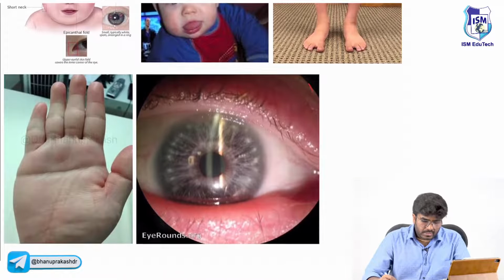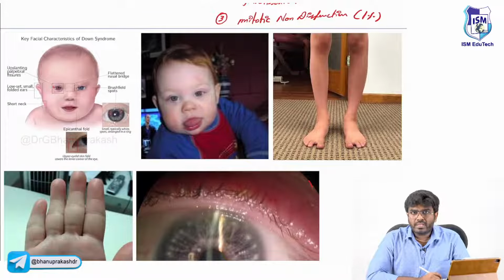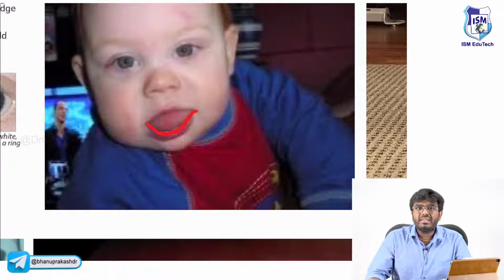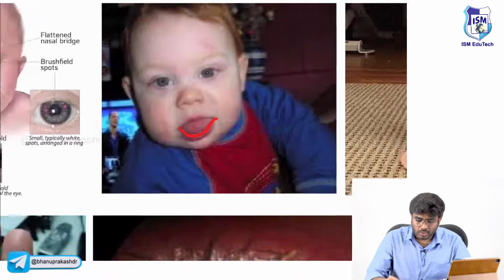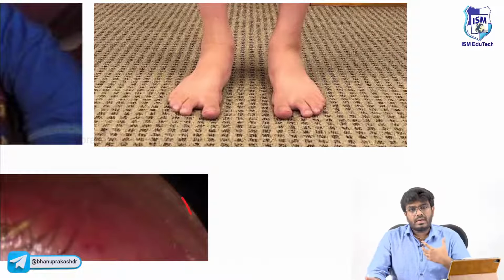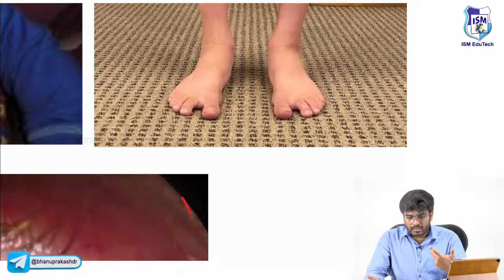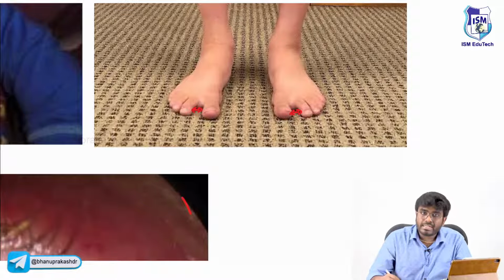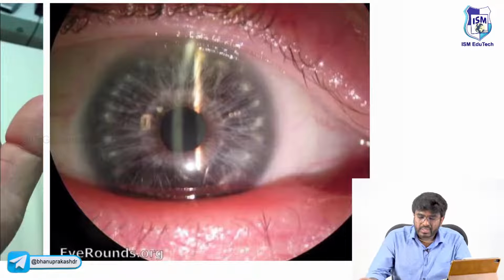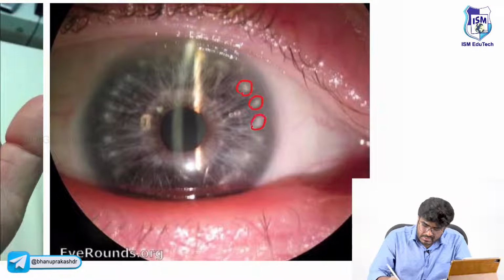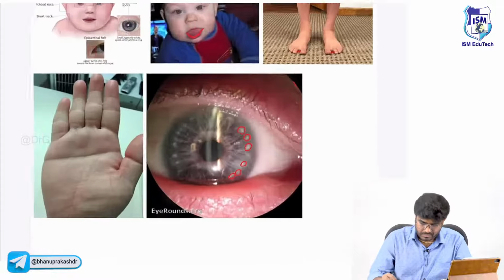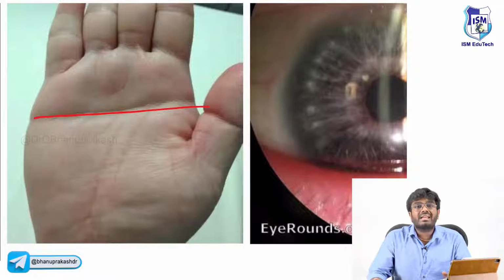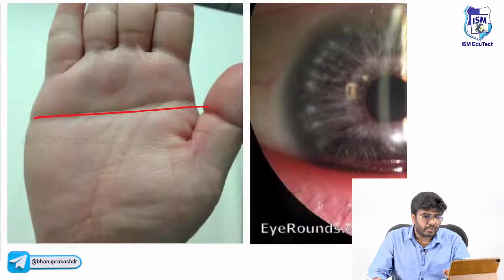After this, how are the Down's babies going to be? If you look at the Down's babies, what are the clinical features that are seen? Look here, this is the Down's baby. What you can appreciate is a big tongue that is protruding out. That's macroglossia. If you look at their legs, you can see a big gap between the toe and the other toes. This is called saddle toes. If you look at their eyes, you can see spots in the iris. These are called Brushfield spots. If you look at their hands, there will be one single line. This is called palmar simian crease.